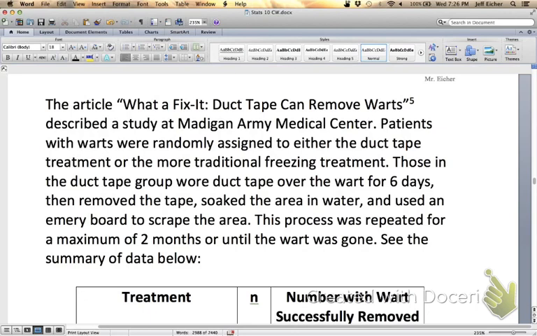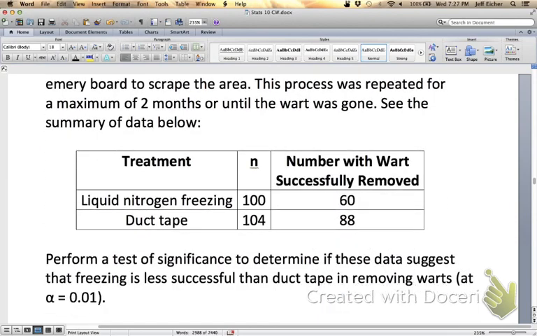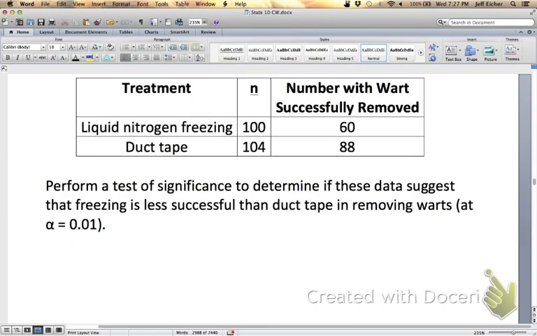Read this example. You might want to pause the video, read the example. Maybe have someone read it out loud. Here's your data. It looks like duct tape is a clear winner. The percentage of people, that's about 88%, were healed with duct tape, compared to about 60% with liquid nitrogen freezing.